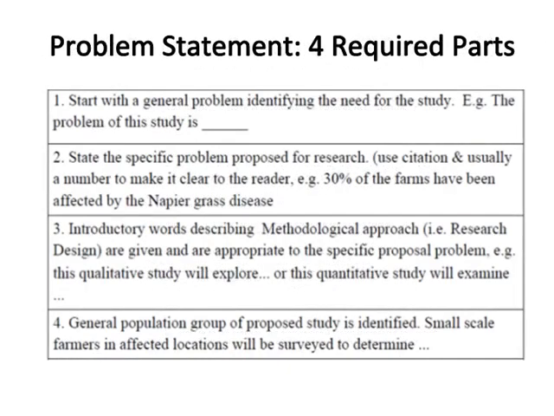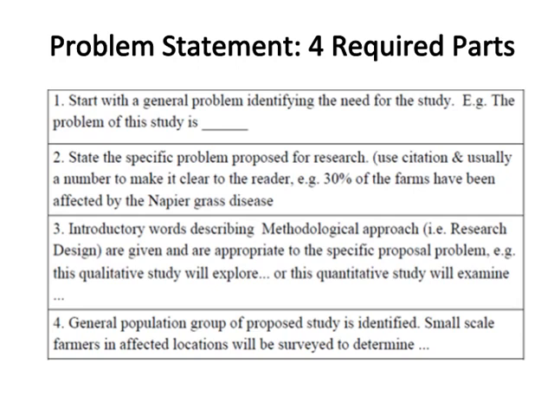Problem statement. Four required parts. Number 1 part is to start with a general problem identifying the need for the study. Example is, the problem of this study is. Number 2 part is to state the specific problem proposed for research, using citation and usually a number to make it clear to the reader. Example is, 30% of the farms have been affected by the Napier grass disease.